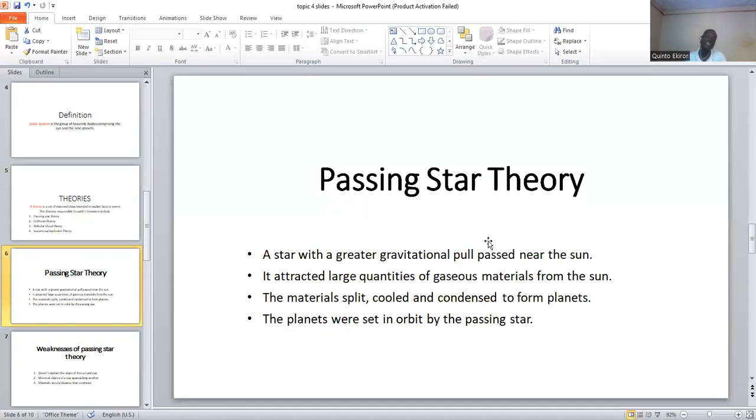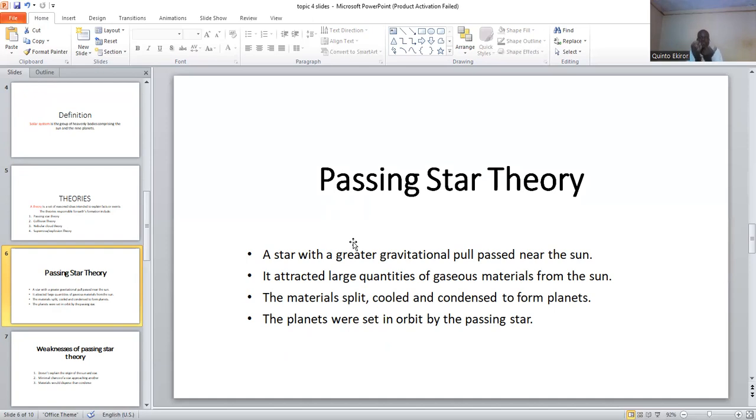Let's see how this theory contributes to the formation of the Earth's surface. This is how it starts. A star with a greater gravitational pull passed near the sun. It attracted large quantities of gaseous materials from the sun. The materials split, cooled, and condensed to form planets.